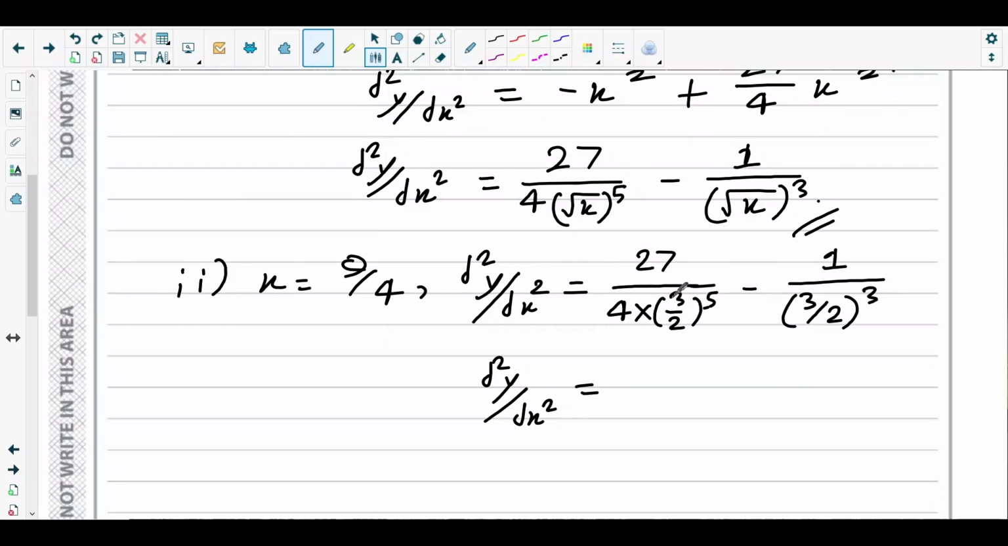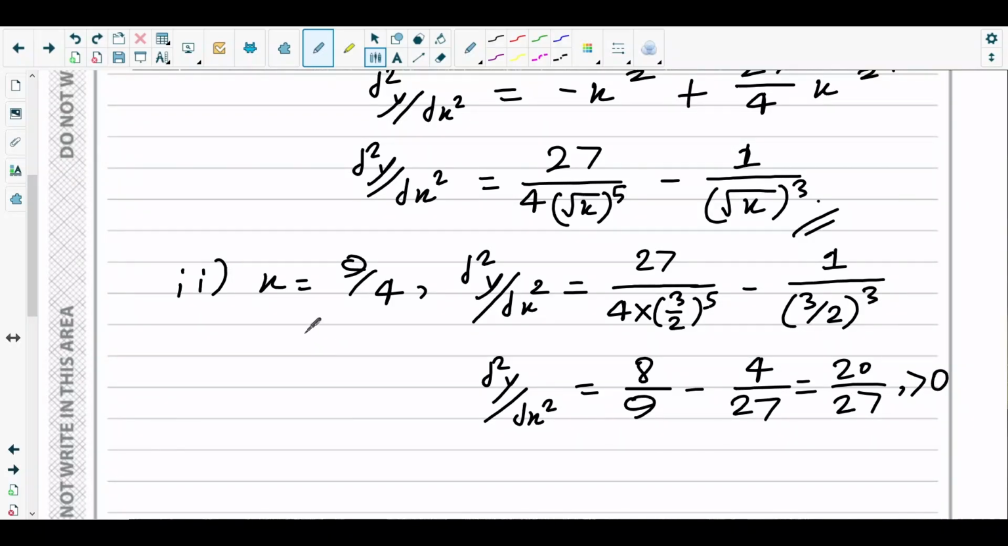Okay, let me use the calculator. 1.5 to the power 5 is basically 243 over 32, times 4, so you will get 243 over 8 in the denominator of 27. So 27 divided by that would give you 8/9. Okay, this is 8/9 minus, 3 cubed is 27, so 4/27. So what would be the value? 8/9 minus 4/27 is basically 20/27, which is positive, that is greater than 0.